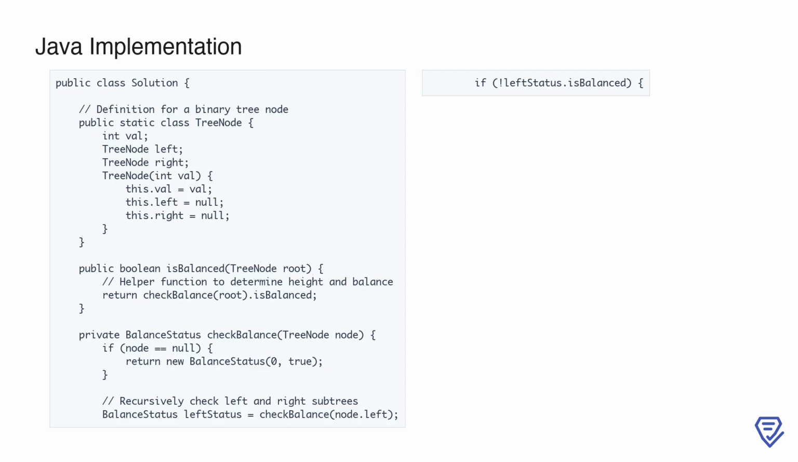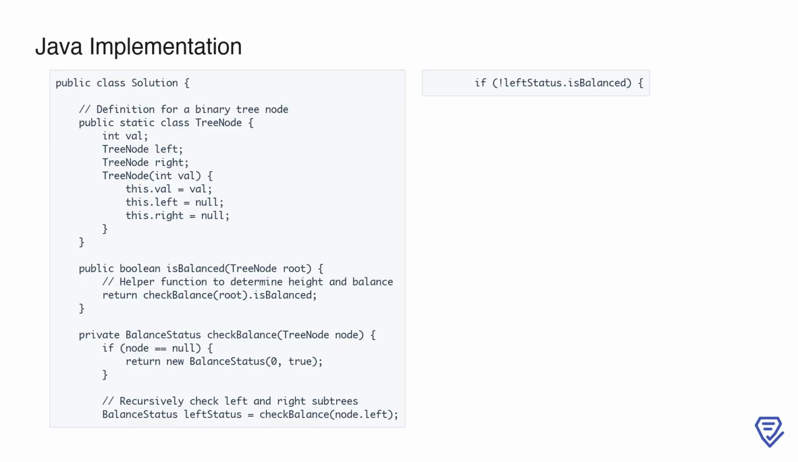Here, we begin the Java implementation by defining the structure of our binary tree node using a static nested class called treeNode. Each tree node stores a value, as well as references to its left and right child nodes. The constructor initializes these fields, defaulting the child nodes to null.